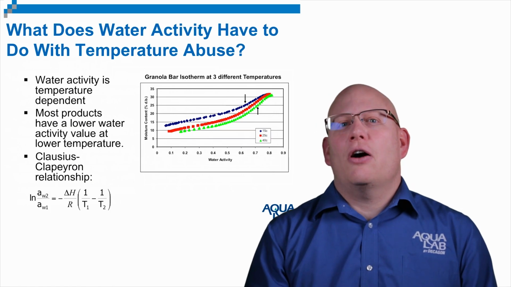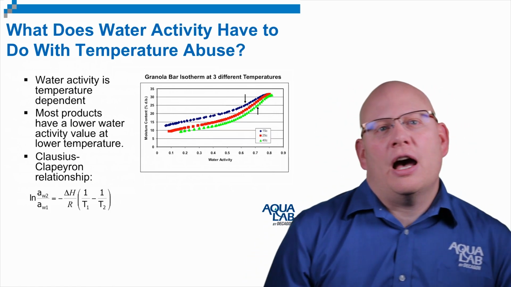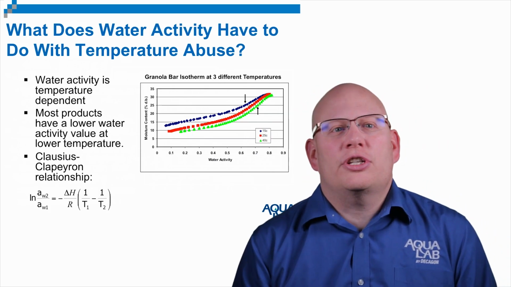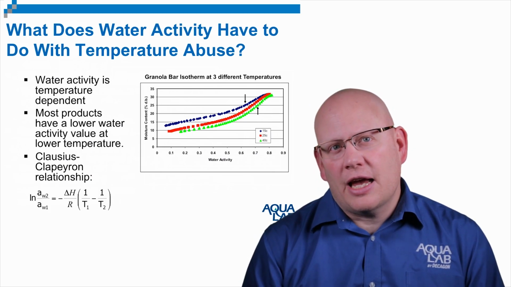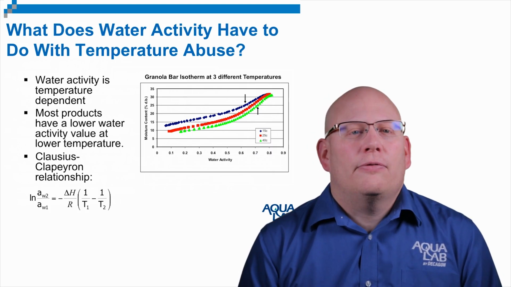You may move to a water activity, even though your moisture content hasn't changed, that's now higher than the growth limit for microorganisms, or high enough that the texture has been affected. And so it's important to have an understanding of how water activity relates to temperature, which is unique to each type of material or product type. And so you'd want to investigate that for each of those materials.